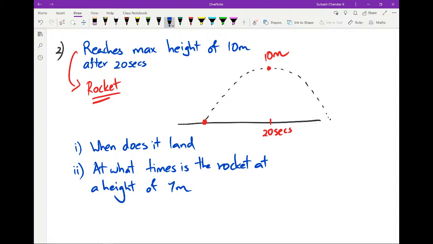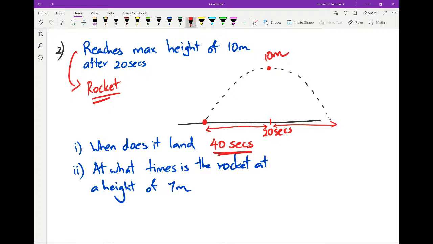So the first question, I kept it really simple for you guys. When does it land? Remember that a parabola is symmetrical, which means if this part from here to here is 20 seconds, then we can assume that when it lands, it's also going to be another 20 seconds. So the first answer is fairly straightforward. We can just go 40 seconds. It lands after 40 seconds.